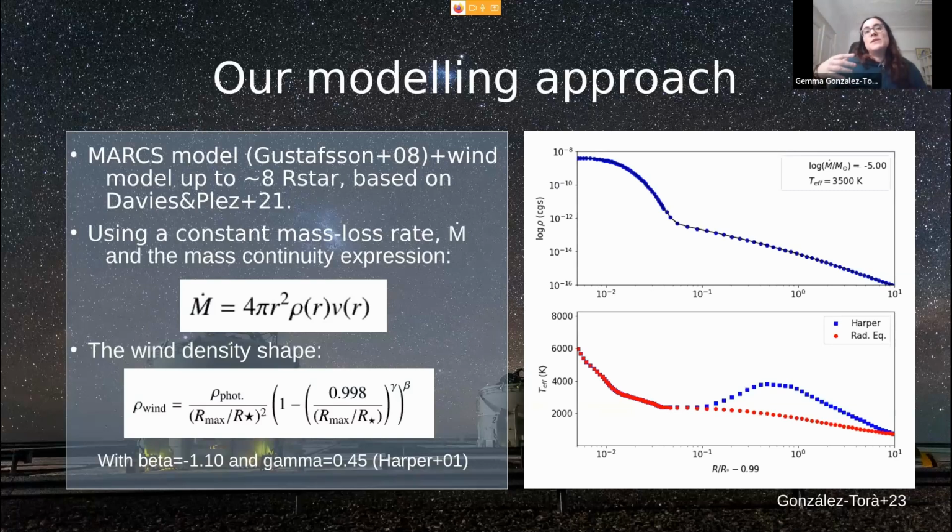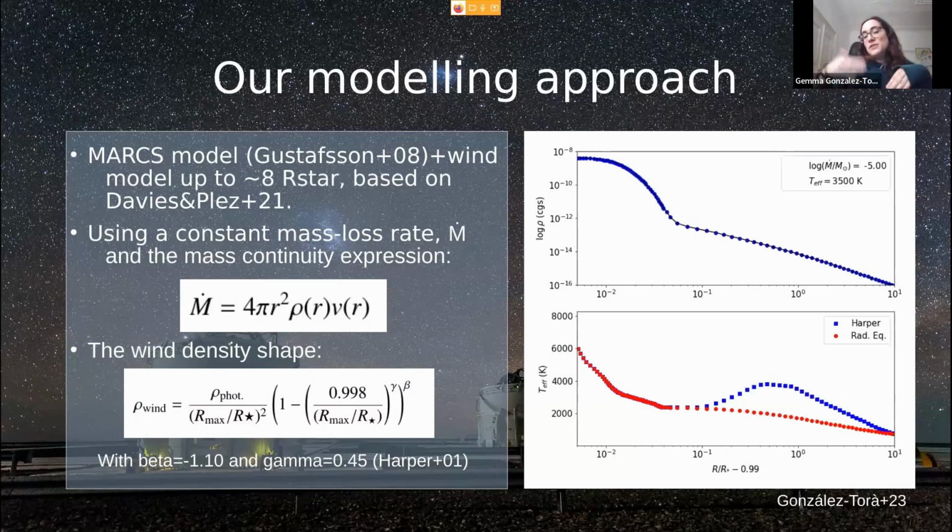This model is based on observations of Betelgeuse, from a model from Harper, where they got the mass continuity expression that you can see here in the middle. We assume a fixed mass loss rate, then we have the density of the wind and the velocity. For the velocity, we are using these observations of Betelgeuse, and Harper came up with this semi-empirical expression where it's basically a beta law for the density. So we have gamma and beta, which are these two parameters that will tell us how shallow the density is.